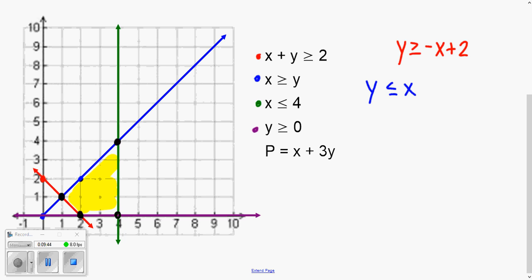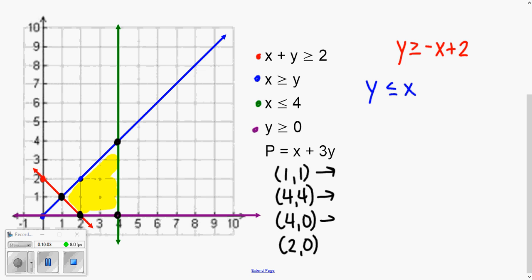Anywhere that the lines meet is a vertex. I'm going to start my ordered pairs. The first one I see is (1, 1). Then moving in a clockwise fashion, I have (4, 4). And then down on the x-axis, (4, 0), and then over (2, 0).